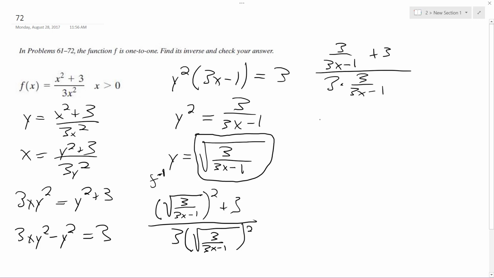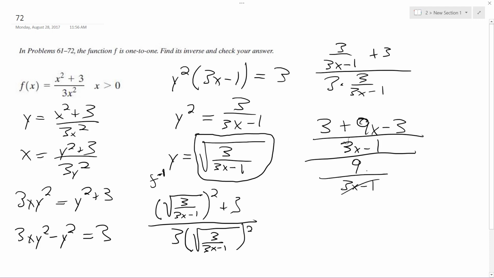All right, so it's going to be (3 plus 9x minus 3) over (9 over 3x minus 1). Oh, the 3x minus 1s. There should actually be a 3x minus 1. Cancel out, 3s cancel out, and we're left with 9x over 9, which reduces down to just x. All right, so that proves, at least for that part. And then the inverse, again, is the square root of 3 over (3x minus 1). All right.